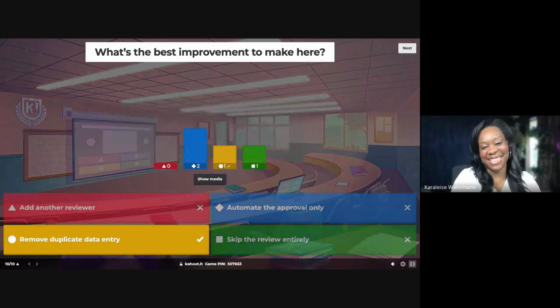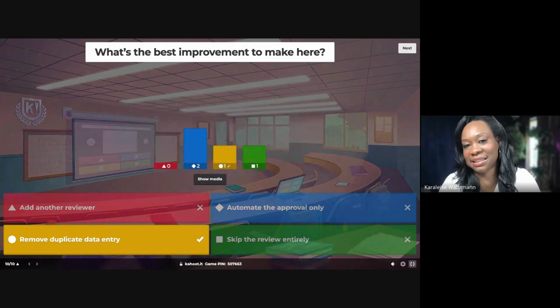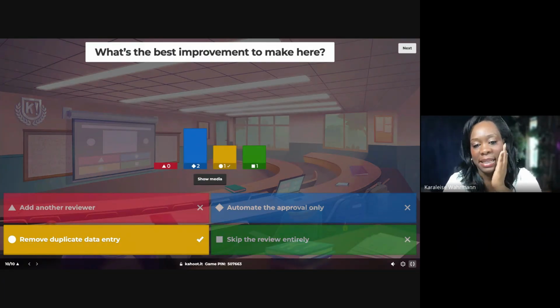It was a little bit tricky, right? So add another reviewer would not be the best improvement to make. Again, throwing more people at it doesn't always solve the problem. Automate the approval only. Why would you only want to automate the approval? Because to automate the approval, you need to get the information from somewhere, which means now you have a manual and an automated step, which is maybe not the best recommendation. Skip the review entirely. Probably not, because there's a reason you might need to review what somebody's done.